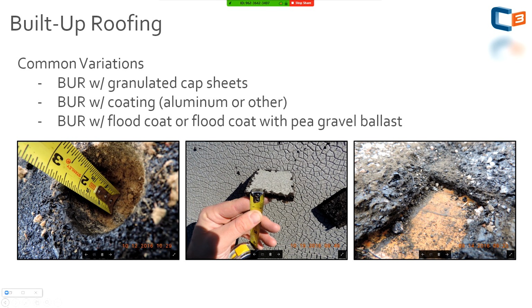And then we also have built-up roofs with coating. So this will be some sort of UV protection. Generally, all manufacturers will require some sort of UV protectant. So that can come in the form of a granulated cap sheet, a coating such as aluminum or other elastomeric, whatever it is. And then you also have some built-ups with a flood coat or flood coats with pea gravel ballast impregnated into that. So again, just some sort of UV protection, some kind of surfacing.